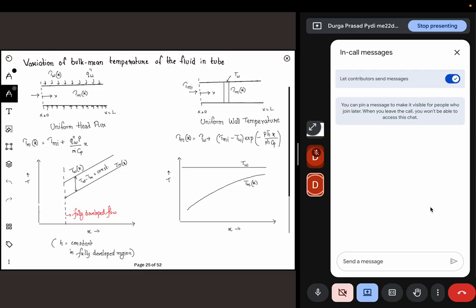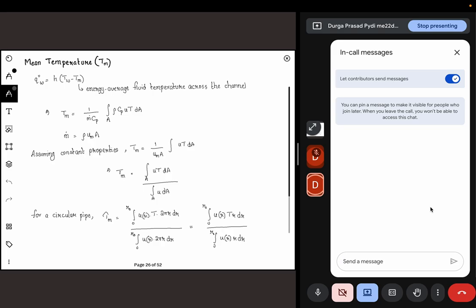So these are the profiles that you have for temperature in two different cases. Here, this h equal to constant will happen only in the fully developed region, because h will scale as 1 by delta T, and delta T will be constant only in the fully developed region, and then you will have the constant temperature difference like this. The same logic applies here as well.